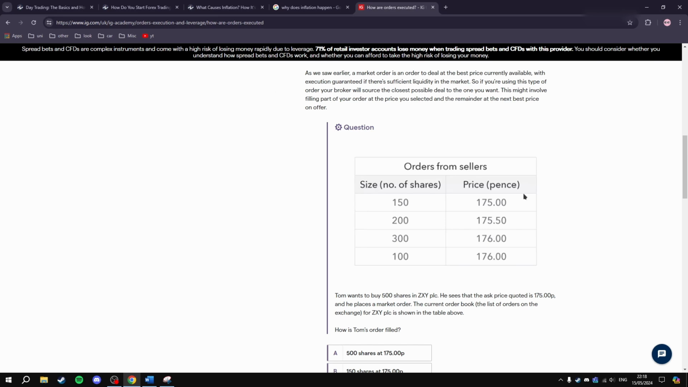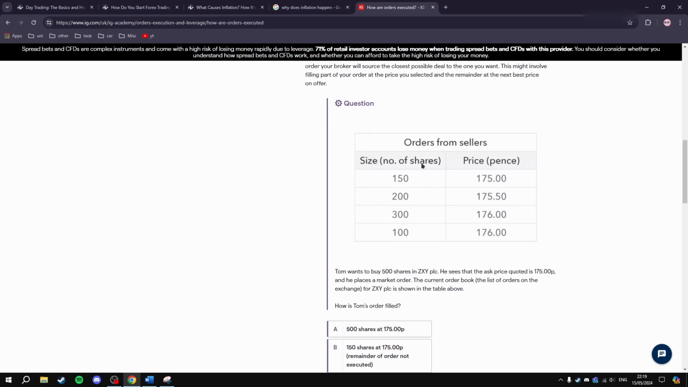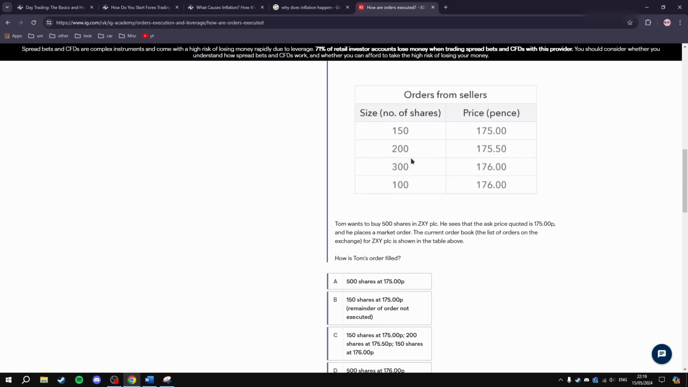Question: orders from sellers. Number of orders, shares, price, pence. Tom wants to buy 500 shares in ZXY PLC. He sees that the ask price is quoted 175 pence, and he places a market order. The current order book, the list of orders on the exchange for ZXY PLC, is shown in the table above. How is Tom's order filled?